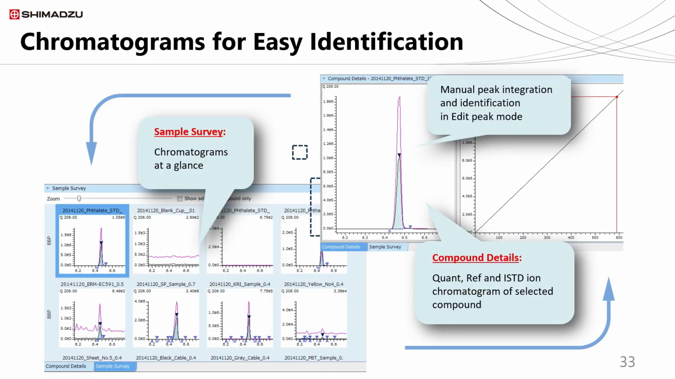This is the sample survey mode. The sample survey mode can give a glance at all the chromatograms. It is easy to understand. We can check the peak shape, we can check the integration parameters, we can see the integration, and it also helps in improving processing parameters.